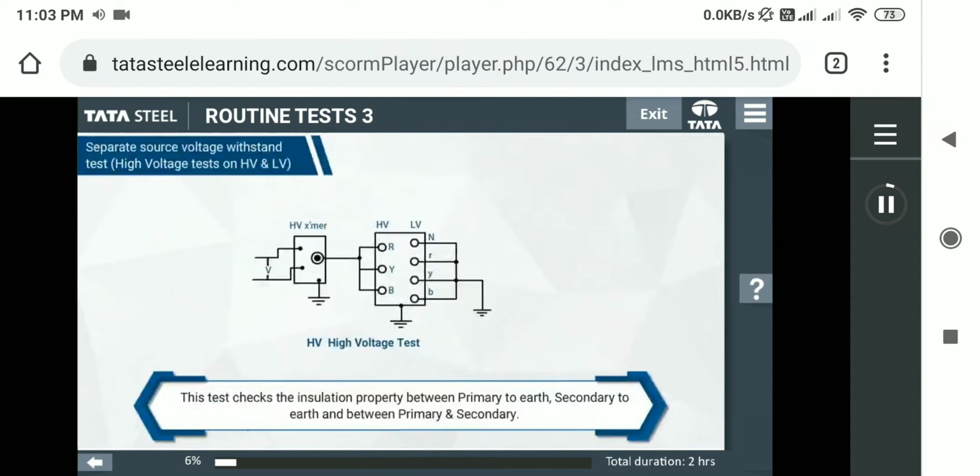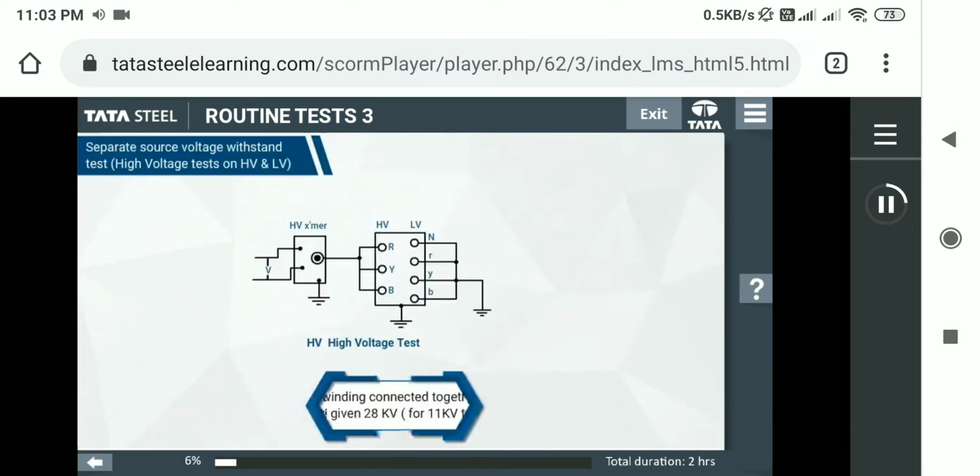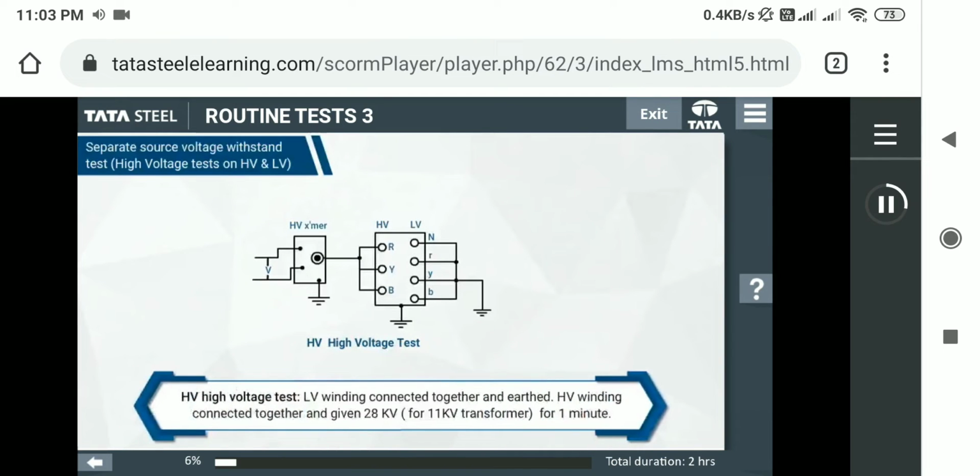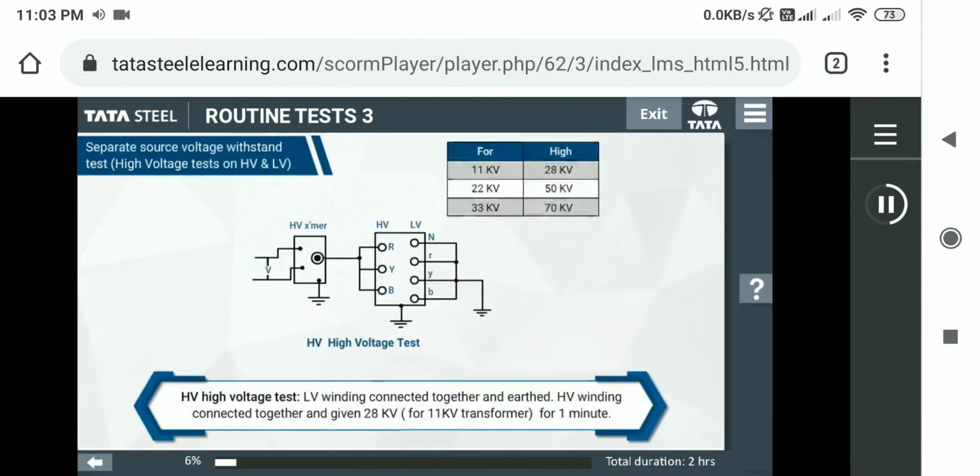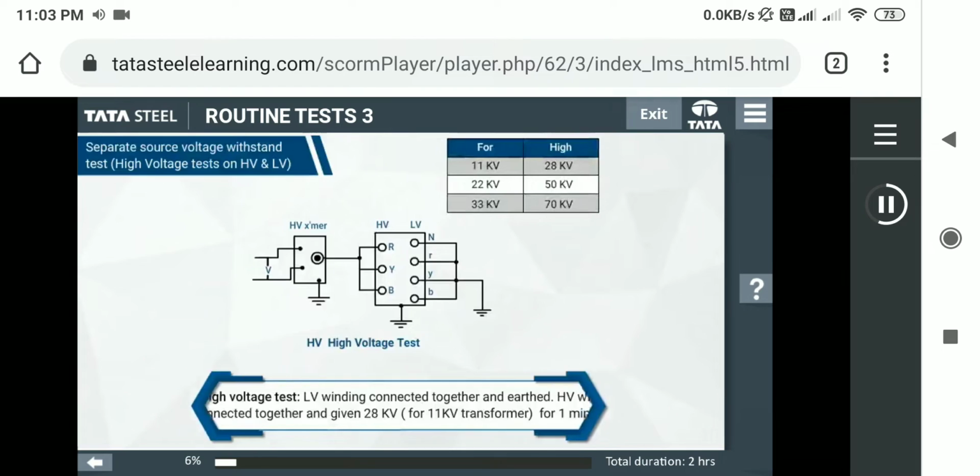This test checks the insulation property between primary to earth, secondary to earth and between primary and secondary. HV high voltage test: LV winding connected together and earthed. HV winding connected together and given 28 kV for 11 kV transformer for 1 minute.